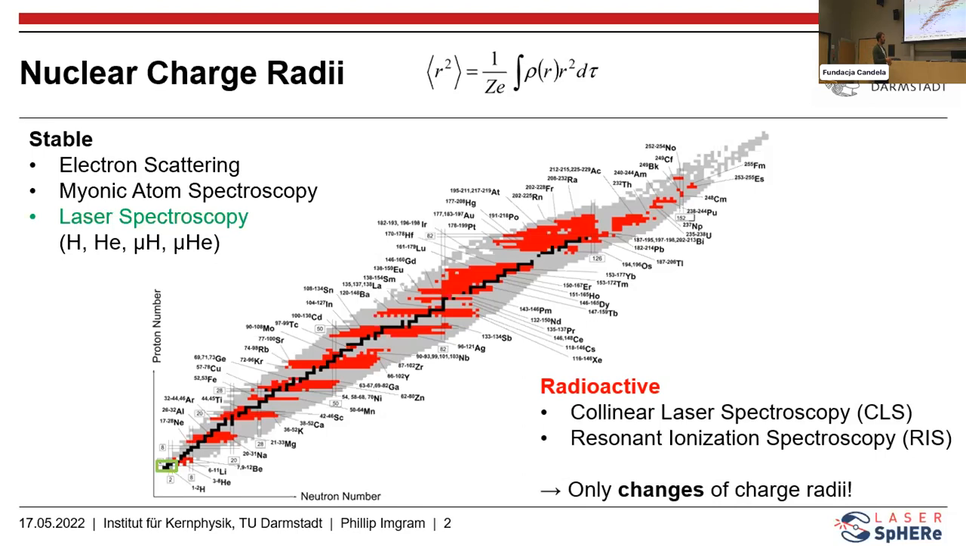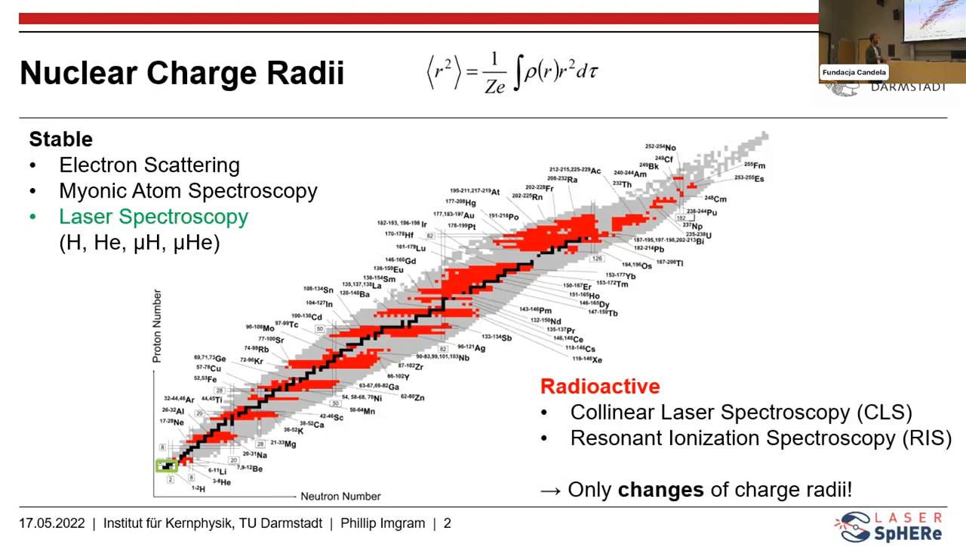So one main technique here is collinear laser spectroscopy, which I will talk about. But you can also use resonant ionization spectroscopy in some form. What you do there is measure the so-called isotope shift, which is basically the change of a transition frequency over an isotopic chain. And one part of the origin of this effect is the finite size effect, the change of the finite size of the nucleus.